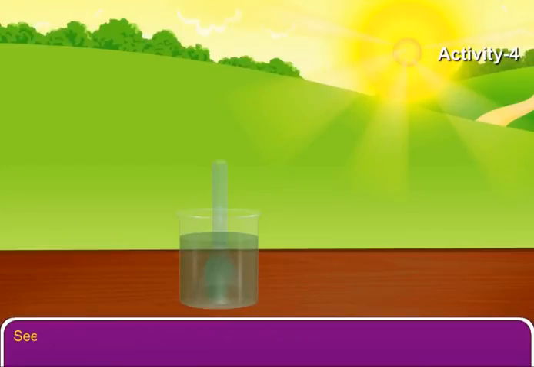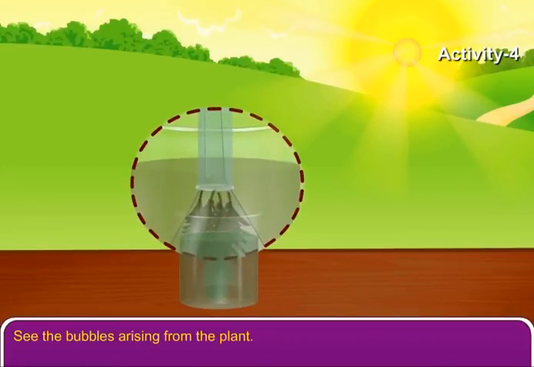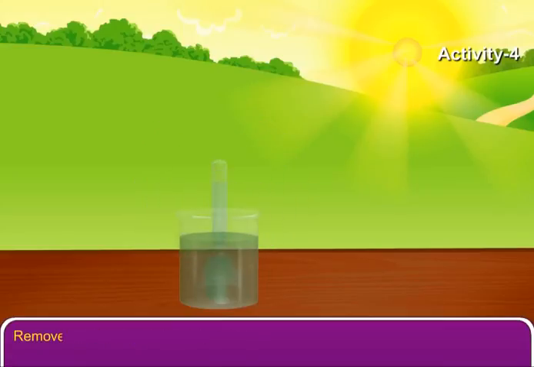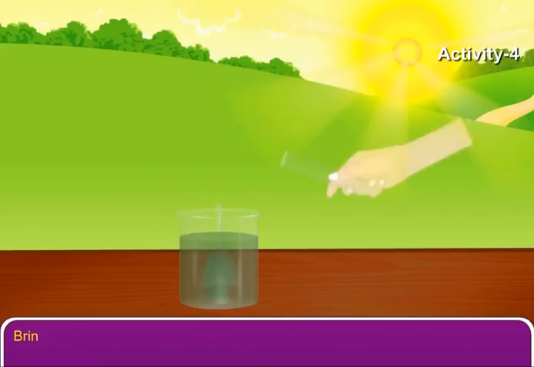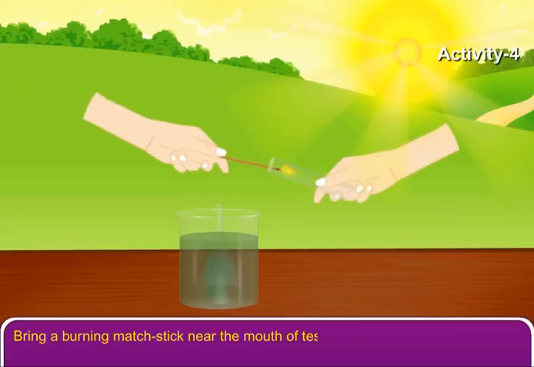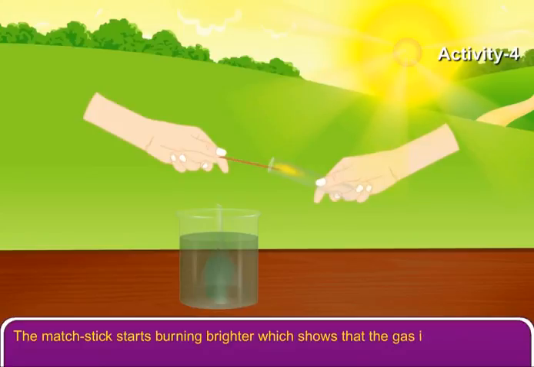See the bubbles arising from the plant. Remove the test tube after some time by closing its mouth with your thumb. Bring a burning matchstick near the mouth of test tube. The matchstick starts burning brighter, which shows that the gas in test tube is oxygen.